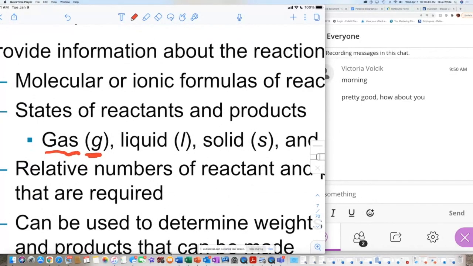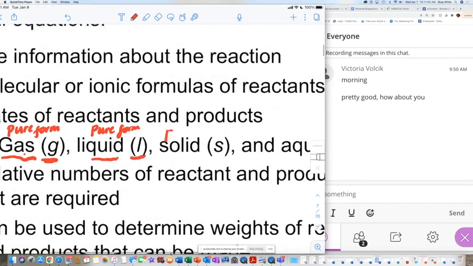So if you're trying to plan a reaction and you get the balanced equation, you have an idea, oh, I need this chemical in the gas state. This is liquid. So when they say G for gas, liquids, these are all pure forms of the chemical. So gas is a pure form. Liquid is also a pure form. And then solid is also a pure form. So the purity is implied. When they say solid sodium, they mean just sodium, nothing else.